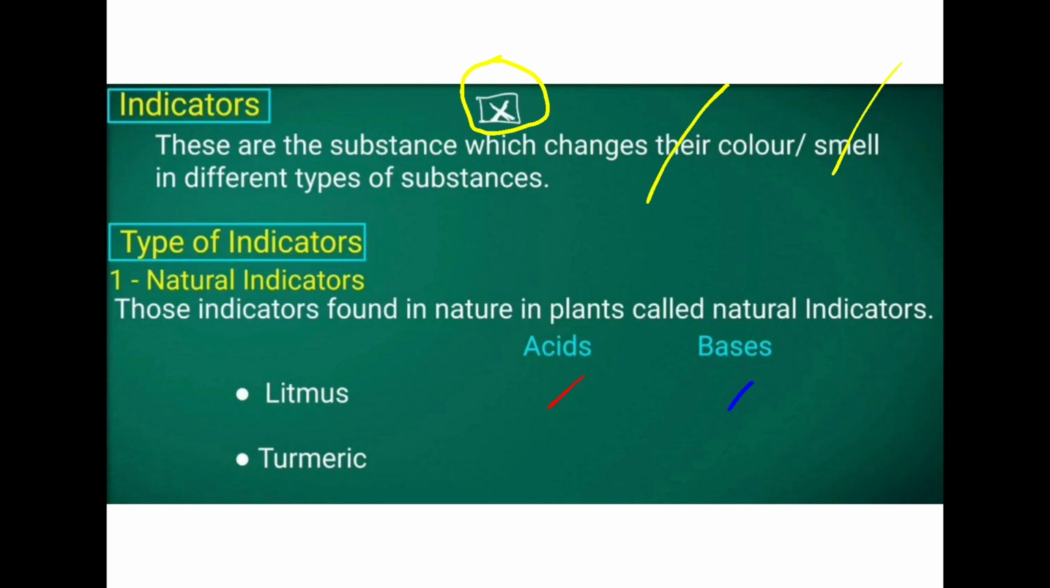Then in the case of turmeric, you know turmeric. Turmeric means haldi in Hindi. What is the peculiarity of that? Have you ever touched turmeric with soap? Then it will change to red color. Soap is a base. So in base it is red color, and in acid there is no color change. It is already yellow, so the same yellow will be there. So this is about the natural indicators.